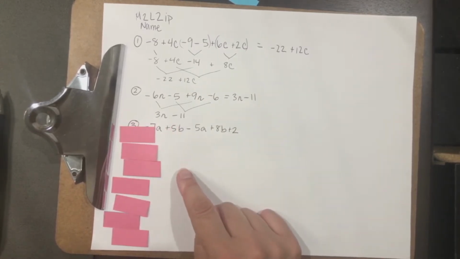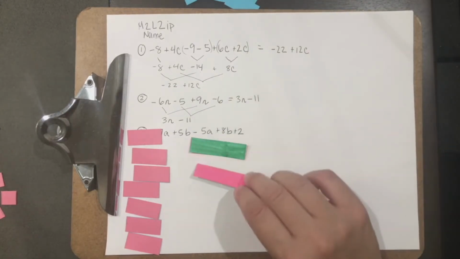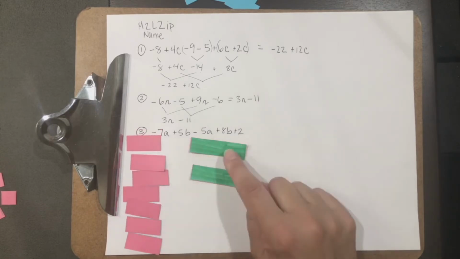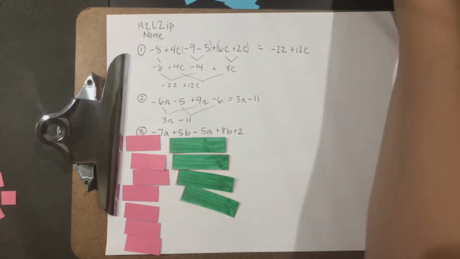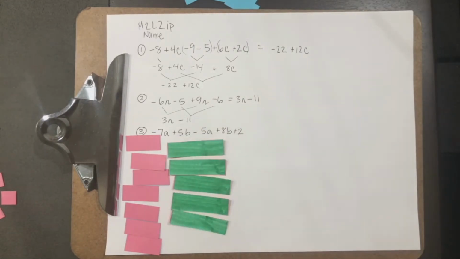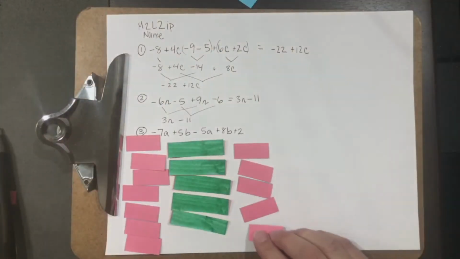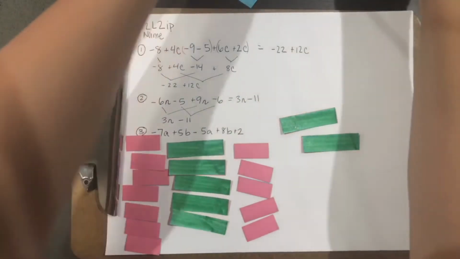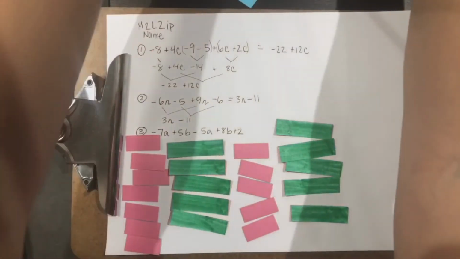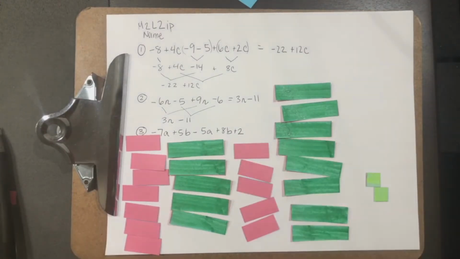Ooh, I get to introduce the next tile. So these longer tiles will usually represent y, but in this case, they're going to represent b. I'm going to have 5 b tiles, and then I'll have 5 a tiles that are showing the negative side, and then 8 positive b tiles, okay, and then 2 positive 1s. Now we can rearrange and put everything together that goes together.